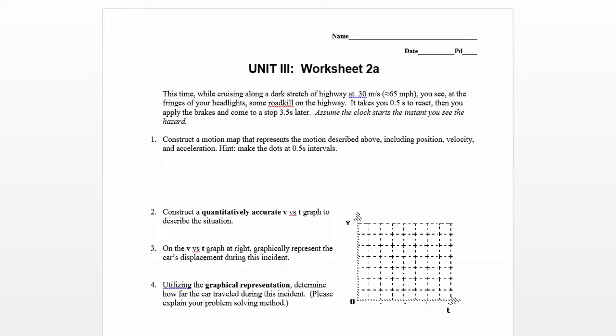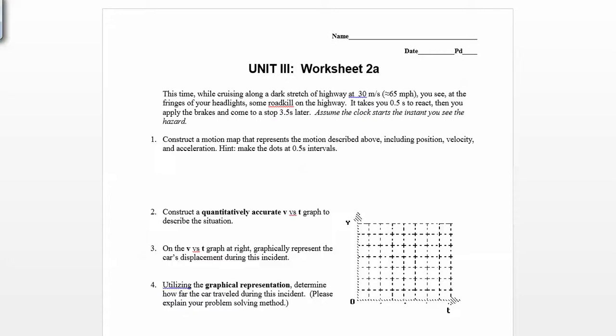It says construct a motion map. Now the thing to remember here, this is going to be the thing with the dots and the arrows. So we're going to need to read this particular problem. We're going to get into reading word problems later. It says, this time, while cruising along a dark stretch of highway at 30 meters per second, you see, at the fringes of your headlights, some roadkill on the highway. It takes you half a second to react, then you apply the brakes and come to a stop 3.5 seconds later. Assume the clock starts the instant you see the hazard.